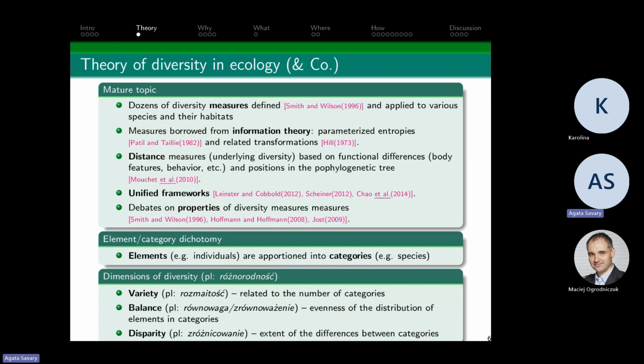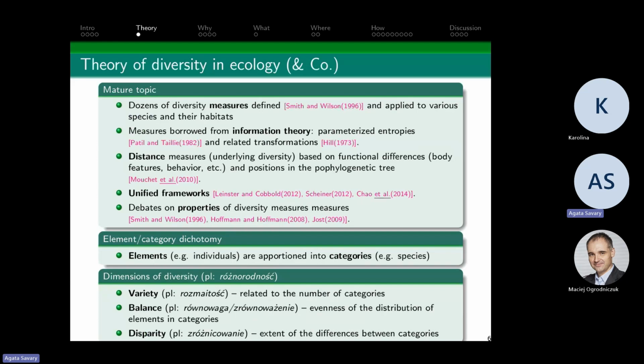So I won't go into the details of this theory, but just on a very high level, this theory assumes that there is a dichotomy between elements and categories. So elements, meaning individuals in ecology, so animals and so on, they should be able to be apportioned into categories. So we really need these two. Elements which are individuals in ecology and categories which are species in ecology, right? And once we have this, then the theory proposes to play different measures which can be roughly placed in 3 different dimensions. One is variety.